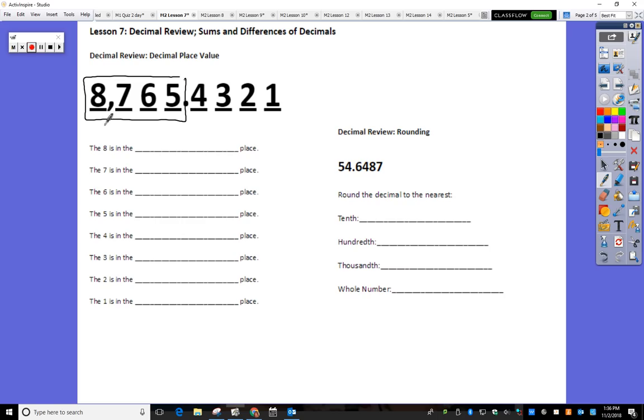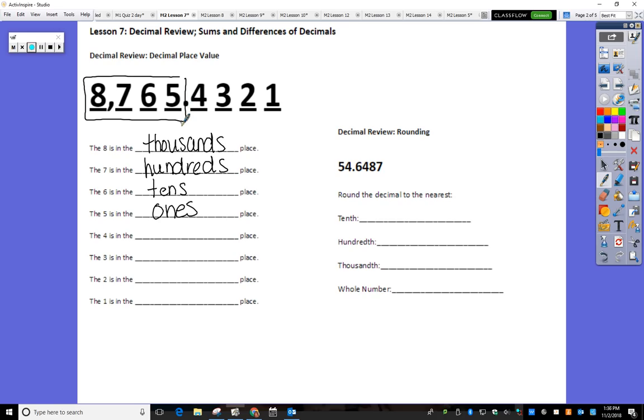So the place that the 8 is in would be the thousands place. The 7 is the hundreds. The 6 is in the tens place, and the 5 is in the ones place. So the ones is always right next to that decimal.